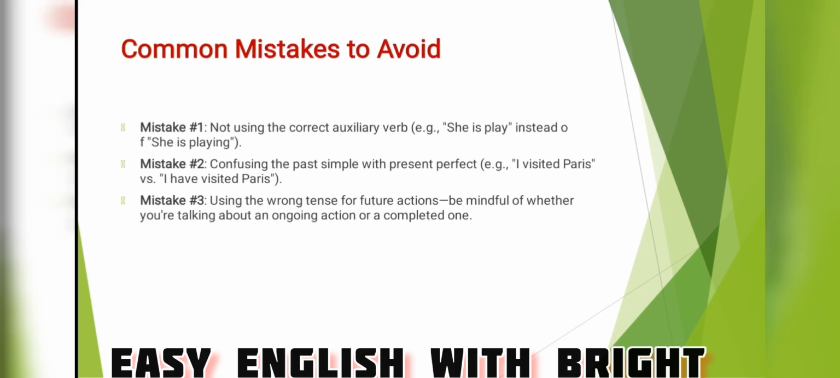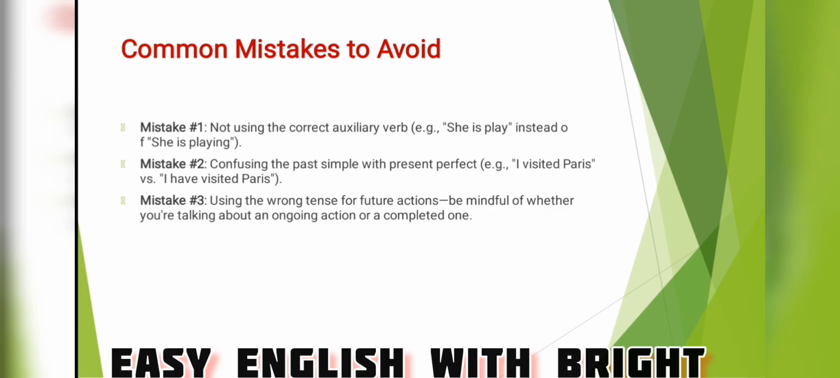Common mistakes to avoid. Mistake number 1: not using the correct auxiliary verb. Example: she is praying instead of she is praying. Mistake number 2: confusing the past simple with present perfect. Example: I visited Paris instead of I have visited Paris.